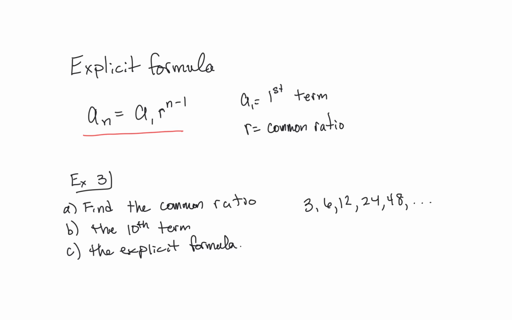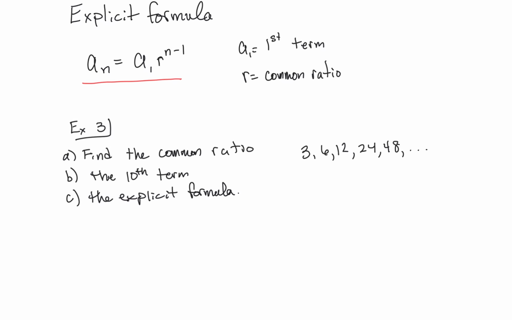Let's do an example to show you how we would do a few things with this formula. Example 3: we're going to find the common ratio, then the 10th term and the explicit formula. We're actually going to do the explicit formula next and then the 10th term at the end. If we take any two numbers, this will be really easy. 6 divided by 3 is 2. 12 divided by 6 is 2. You can clearly see that I'm just multiplying by 2 every time. So clearly, our common ratio here is 2.